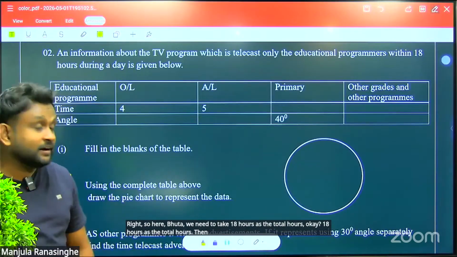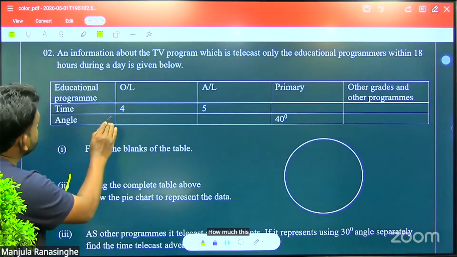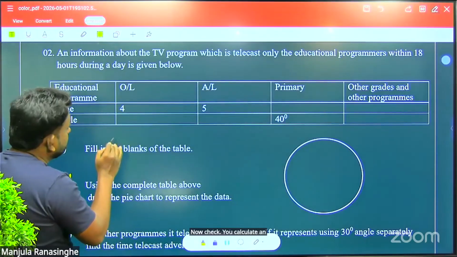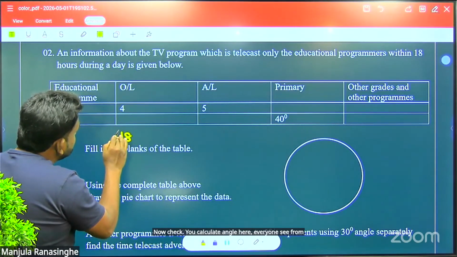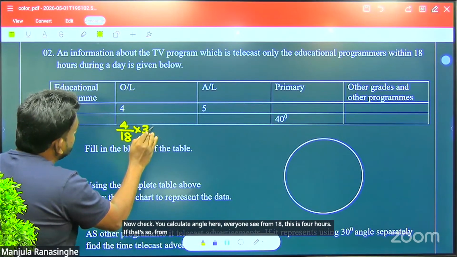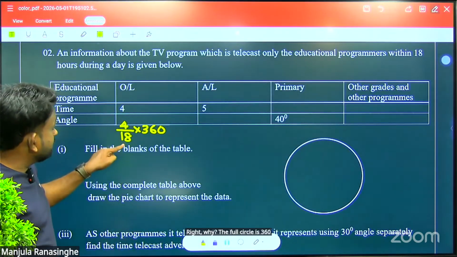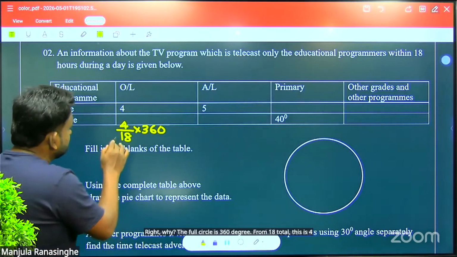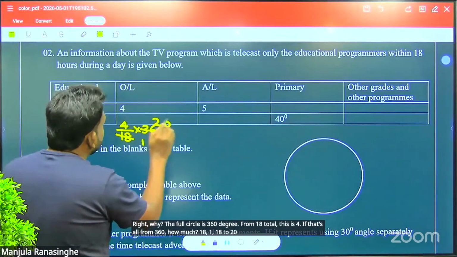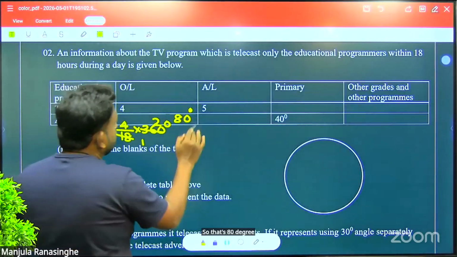Then from 18 hours, how much is the O level allocation? That is 4 hours. Now check, you calculate the angle here. From 18, this is 4 hours. If that's so, from 360, how much? Right, why? The full circle is 360 degrees. From 18 total, this is 4. If that's so, from 360, how much? 18 times 20 is 360, 20 times 4, that's 80. So that's 80 degrees.